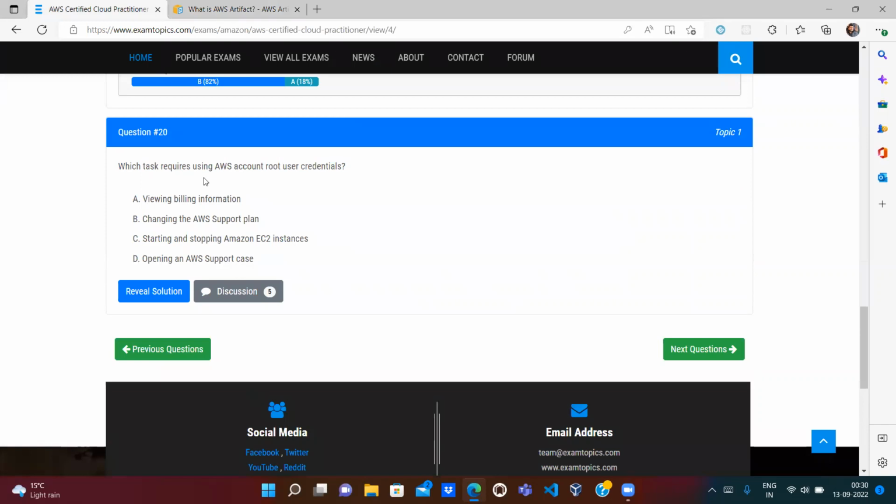Which task requires using AWS root user credentials? Out of these four operations, which can you do only using the root credentials? View billing? No. Whether you are a normal user or the root user, you can view billing information. Changing the AWS Support plan? Definitely. You have to go to the root user only to change the AWS Support plan. Starting and stopping instances is totally wrong, because if you are using another account, you can even start your EC2 instance. AWS Support case? You can also raise tickets. So B is correct.